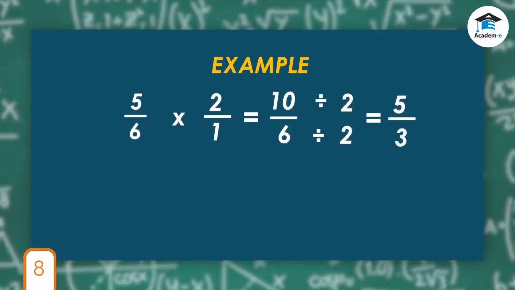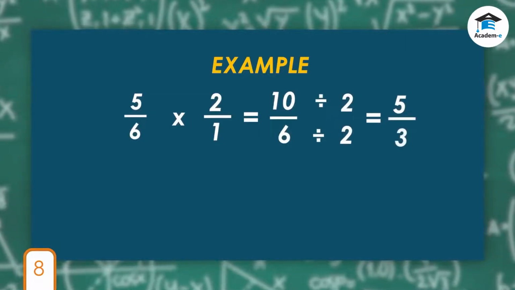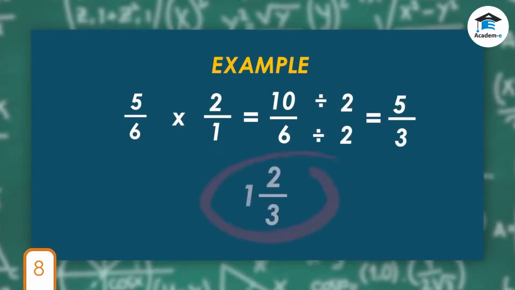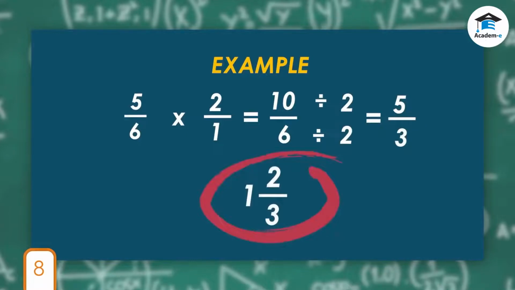We now have 5/3, which is an improper fraction. Let's change it to a mixed number. The answer is 1 and 2/3.